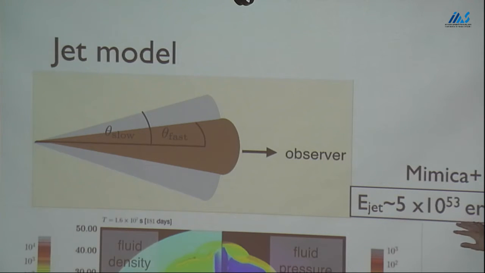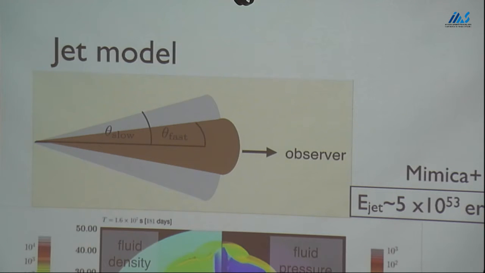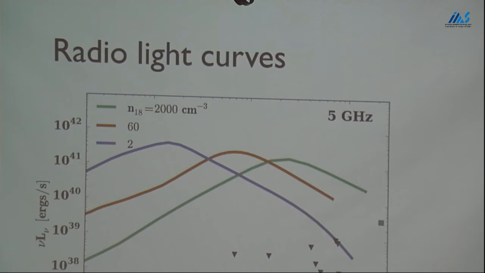This is the jet energy. And then the structure of the jet is somewhat complicated. You have two components, a fast core and a slow sheath. Fast meaning gamma of 10 and slow meaning gamma of 2 initially. And the reason you need the two components is to explain why the radio emission stays bright for as long as it does. So we're going to fix the jet to be the same and then see how the radio emission would vary as we vary the density of the circumnuclear medium.